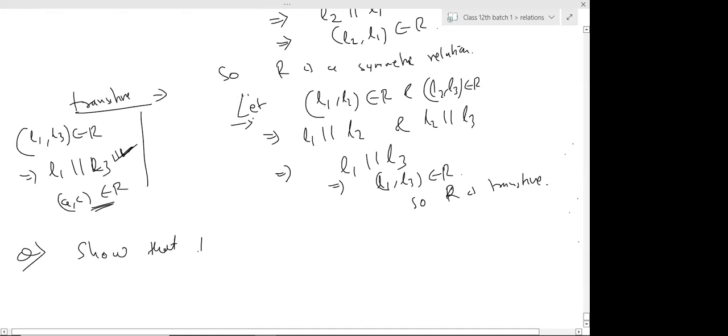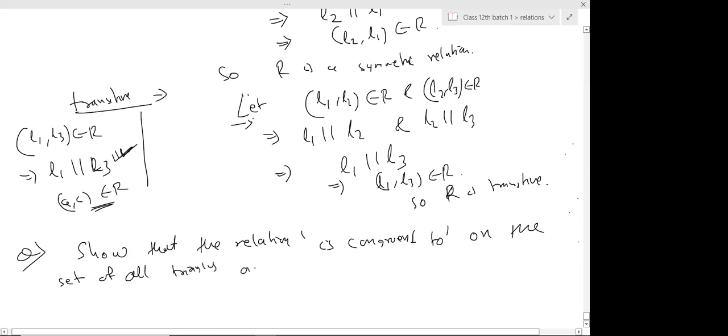Show that the relation "is congruent to" on the set of all triangles in a plane is an equivalence relation.